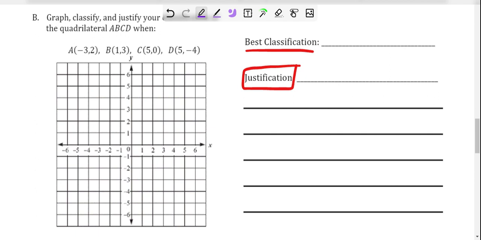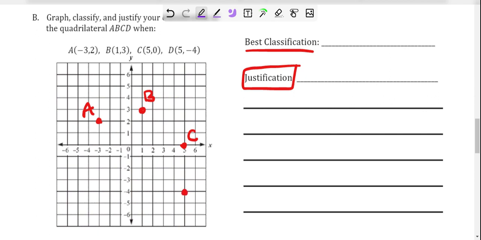When you're graphing it out, again, the hardest part and the biggest issue I notice with you guys is not labeling. Make sure you label the points so that we can actually label the sides and give good reasons for the sides to exist. Like, are they parallel? Are they perpendicular? Are they the same length?